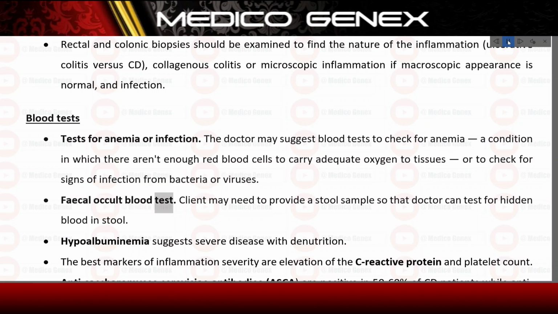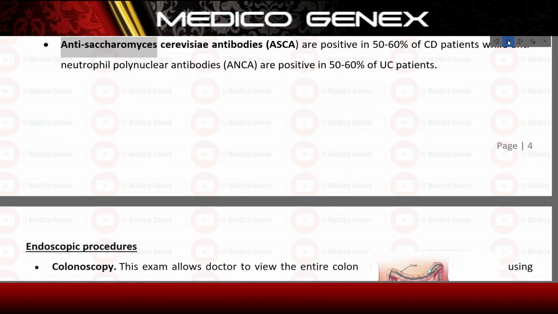Fecal occult blood test. Client may need to provide a stool sample so that doctor can test for hidden blood in stool. Hypoalbuminemia suggests severe disease with denutrition. The best markers of inflammation severity are elevation of the C-reactive protein and platelet count. Anti-Saccharomyces cerevisiae antibodies, ASCA, are positive in 50 to 60% of CD patients, while anti-neutrophil polynuclear antibodies, ANCA, are positive in 50 to 60% of UC patients.